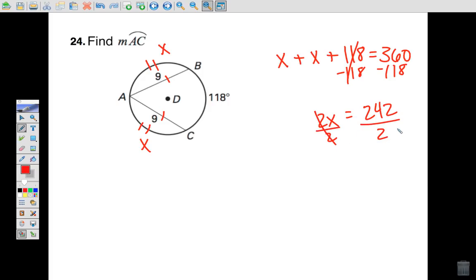Now people tell me all the time, can't we just subtract 118 from 360 and divide by 2? And yes, that's exactly what I did. It's just that I wrote it out algebraically and that scares some people. But don't worry about it. So AC is x, so measure of AC is 121 degrees.